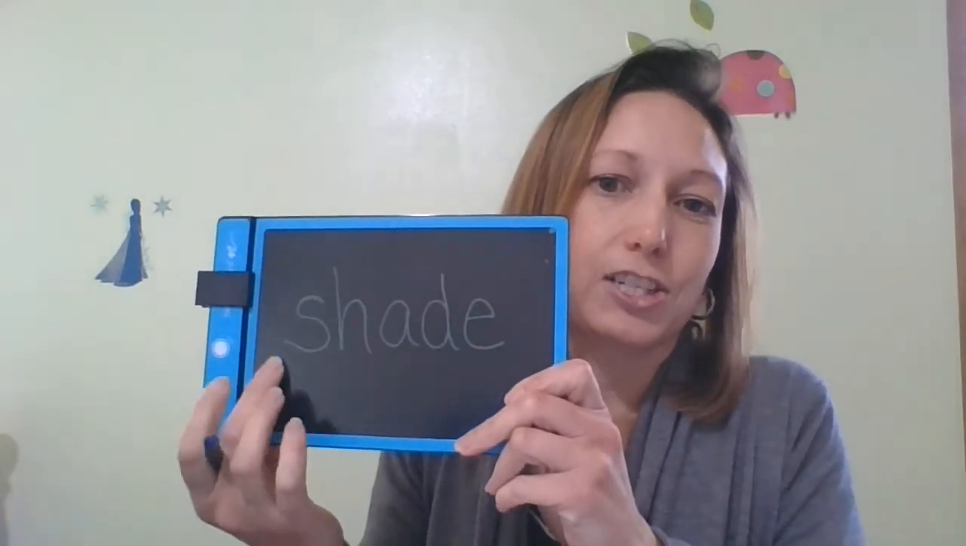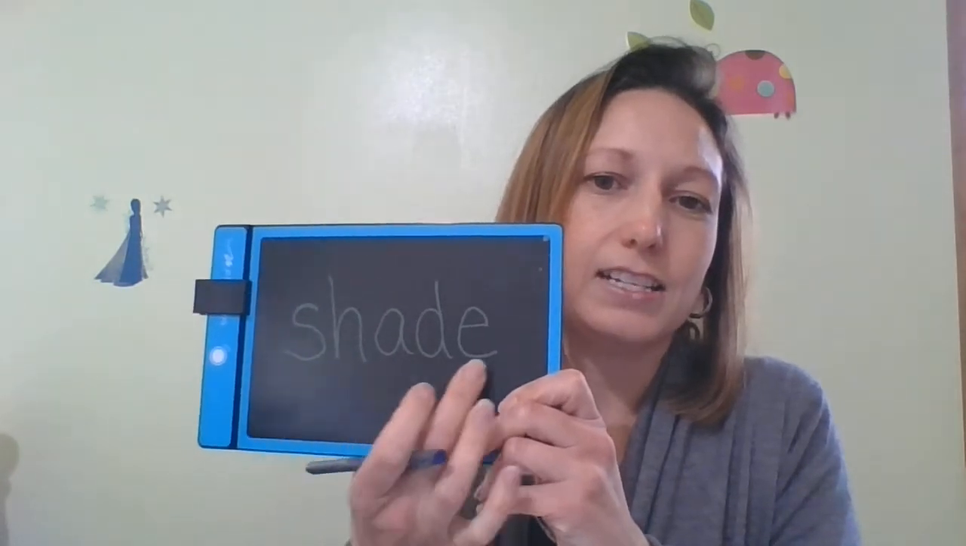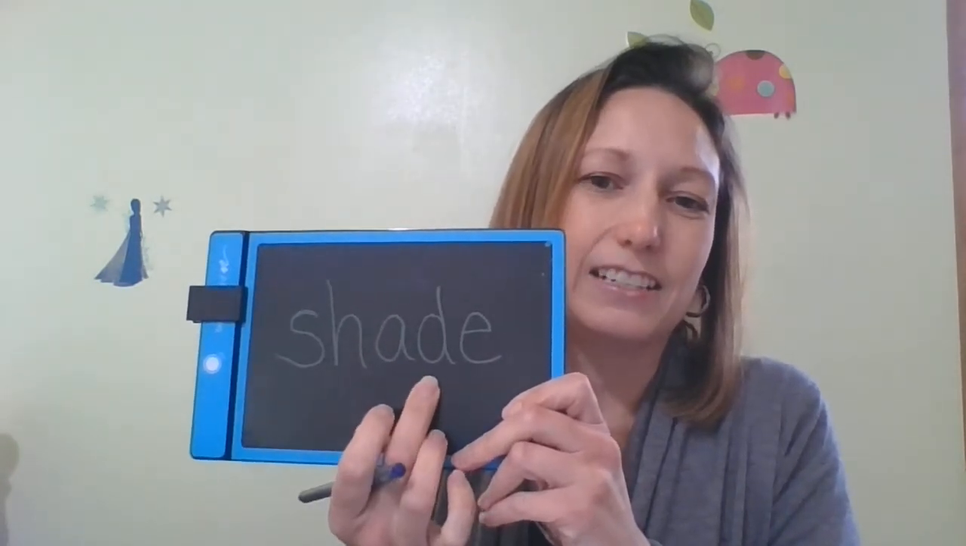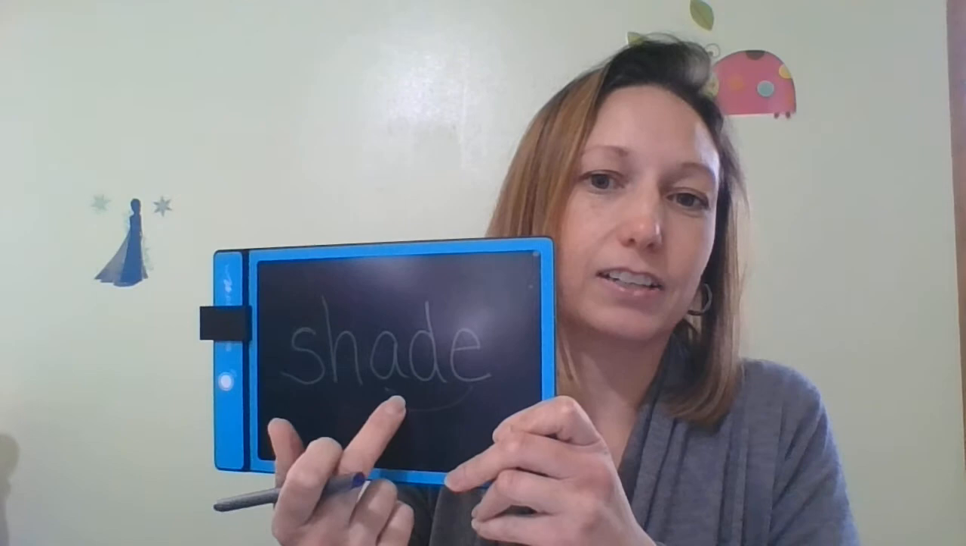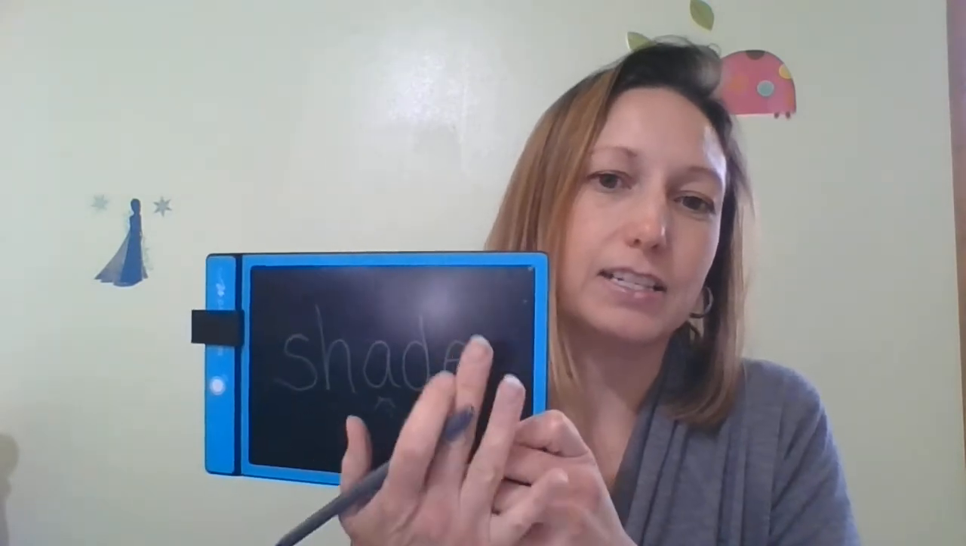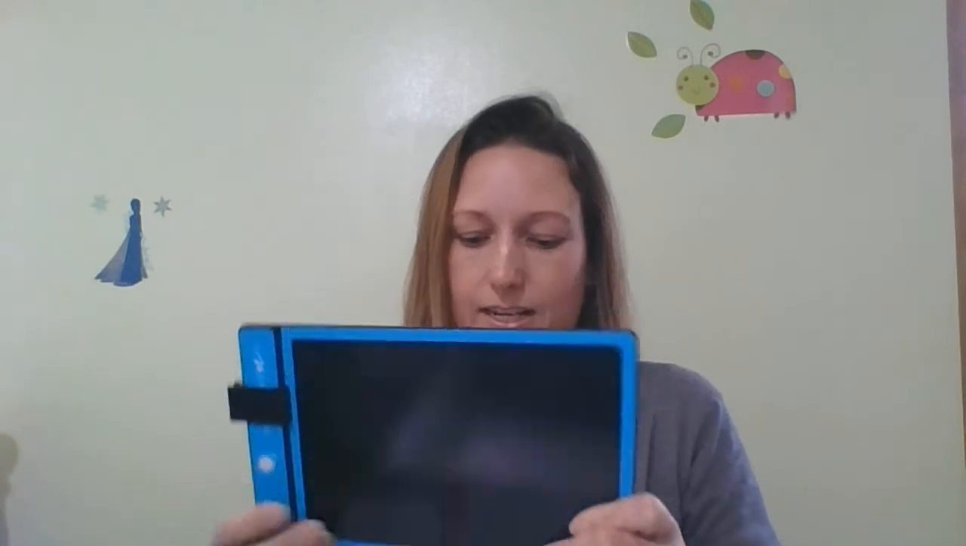Number 5, shade. Shade. Think about your digraph you hear. What sound is your vowel making? So how did you spell shade? S-H, sh, A-D-E, shade. My A is saying A. It's saying its name, so I need that E there to help the A say its name. My E is silent.